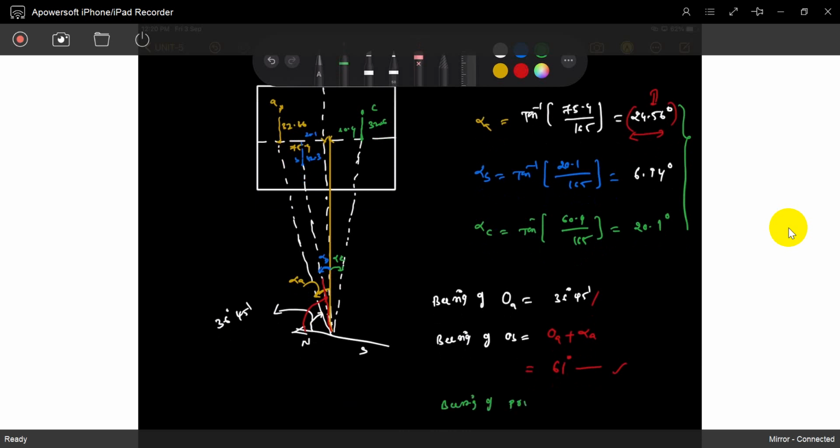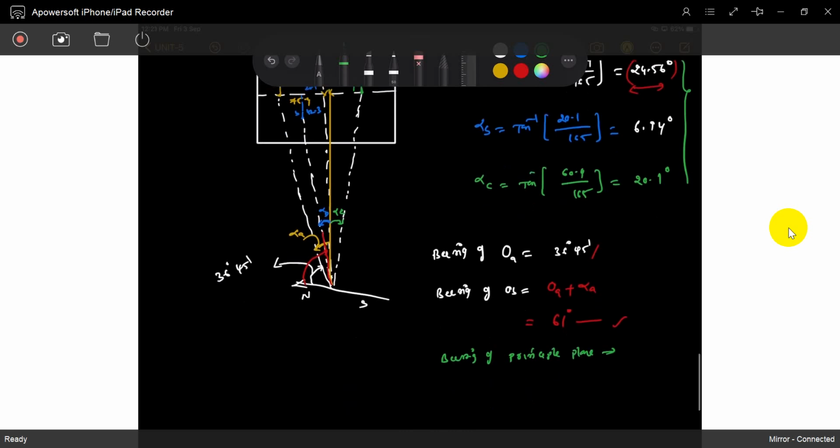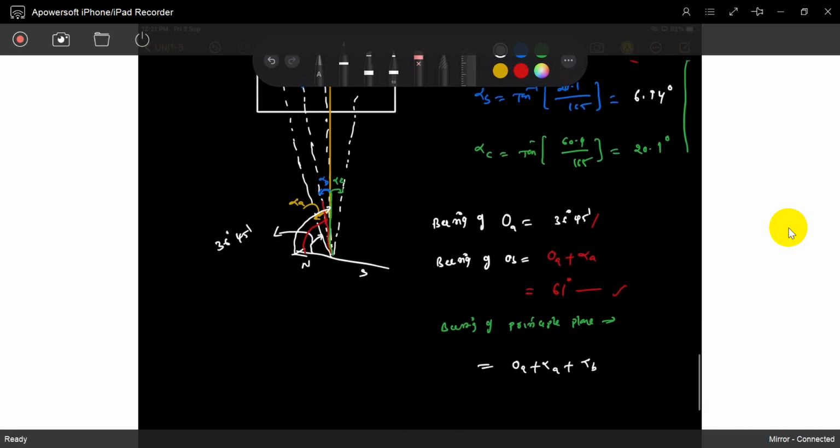Next, bearing of the principal plane. What is the principal plane? Now you can observe this is the principal plane, and this is its bearing. How can you get it? OA plus alpha A plus alpha B. So you add an extra 6 degrees 94 minutes, so almost 55, 56 minutes will come.